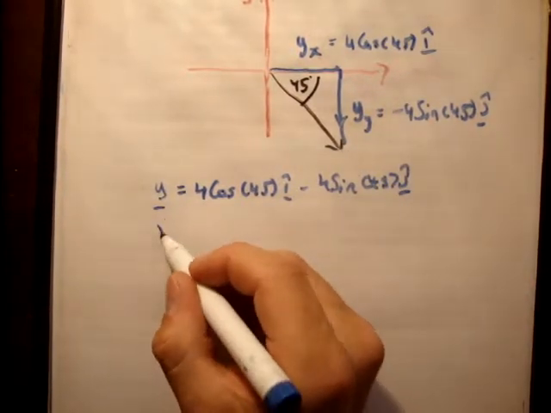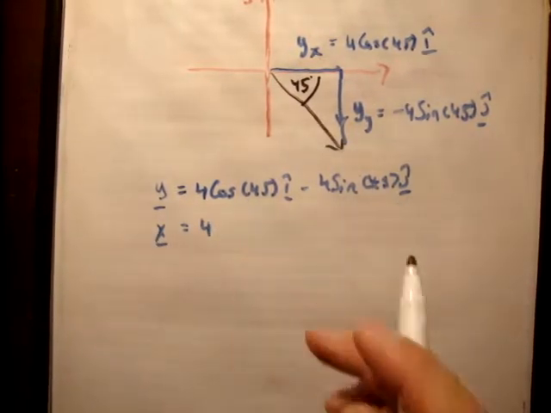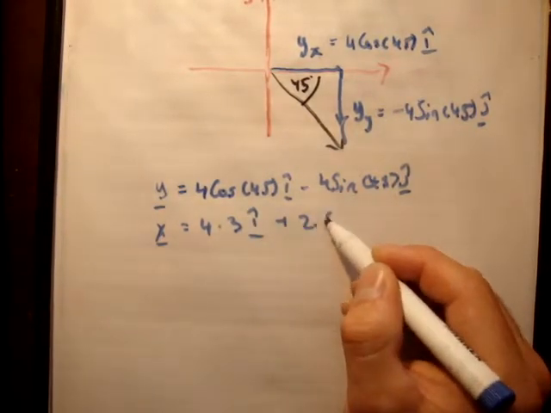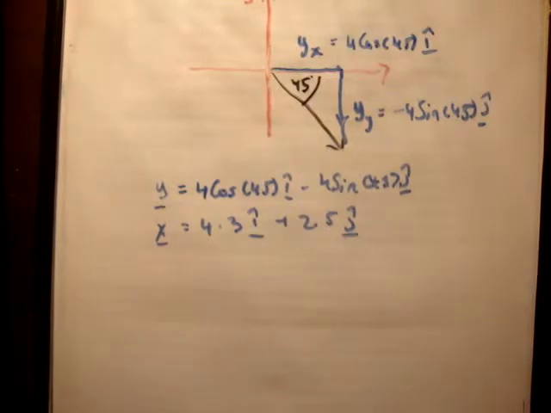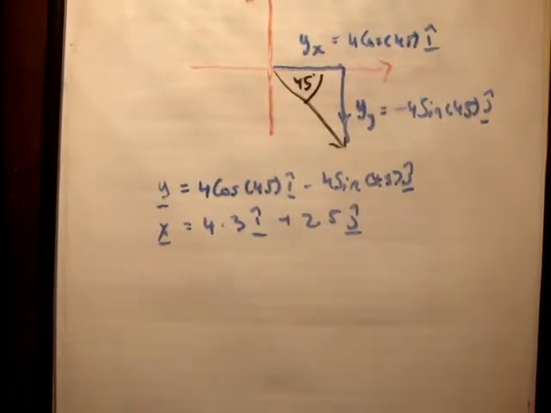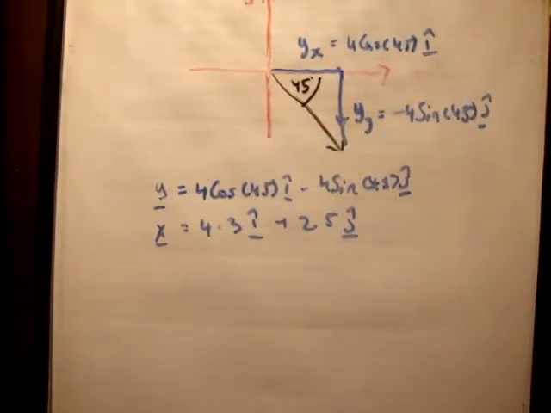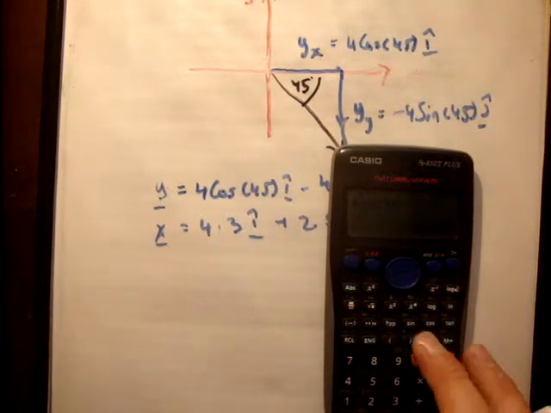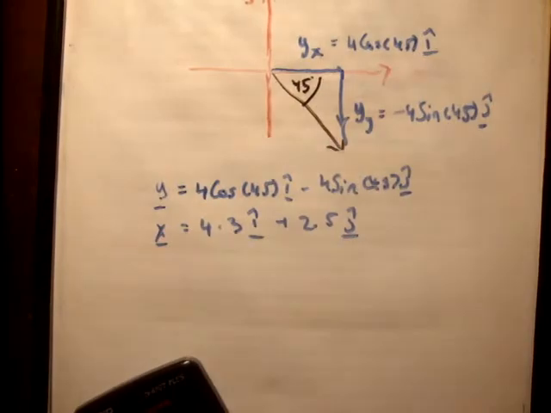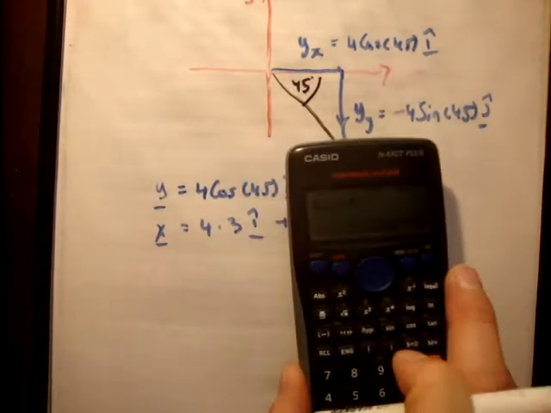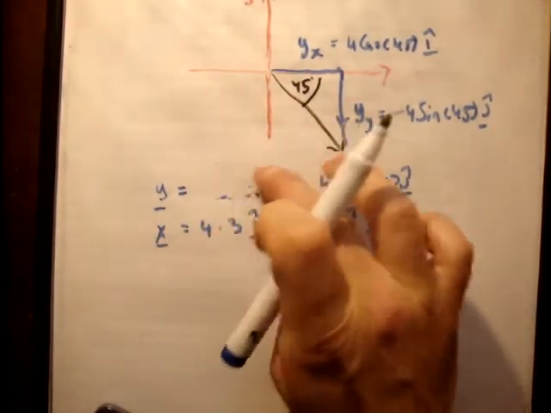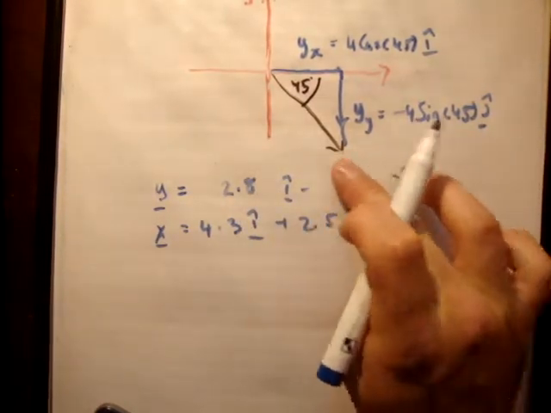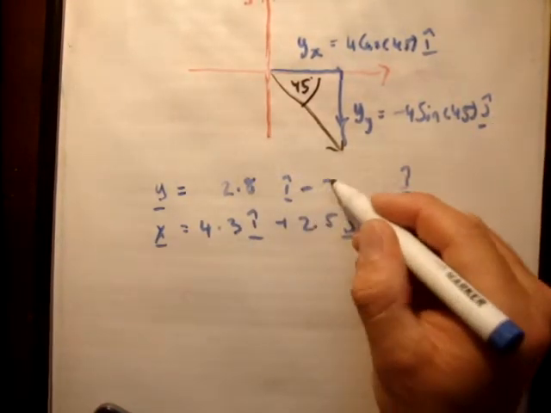And we know x was equal to 4.3 i hat plus 2.5 j hat. So the next thing I'm going to do is actually find out the values for 4 cos 45 and 4 sine 45. It's 2.8, and the cos and sine of 45 are the same. So this is 2.8, and this is also 2.8.